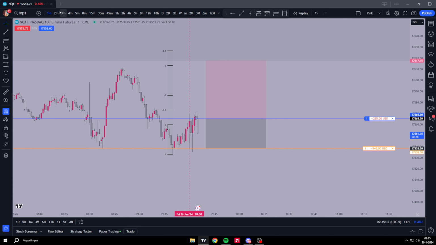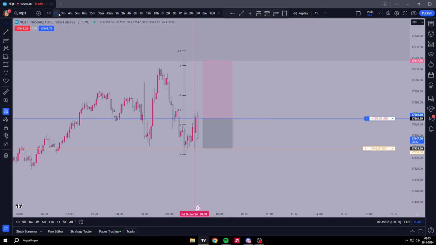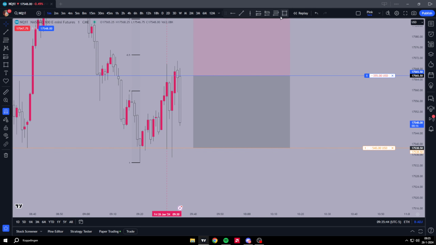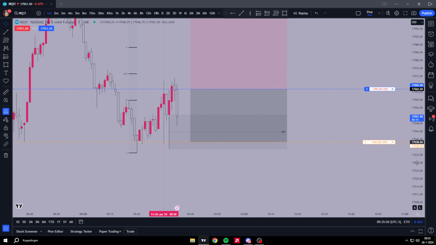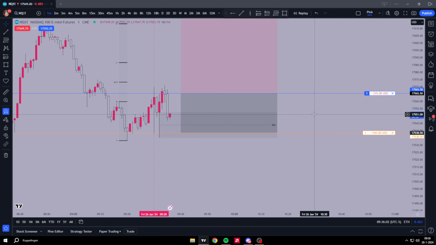Stepping into the rejection block. Let's see if you have an actual rejection block by the rules. No. Alright, so this would be our actual rejection block here. Here to here. There. It's not what I want to see. Tap the rejection block, consequent encroachment. Tap it again.